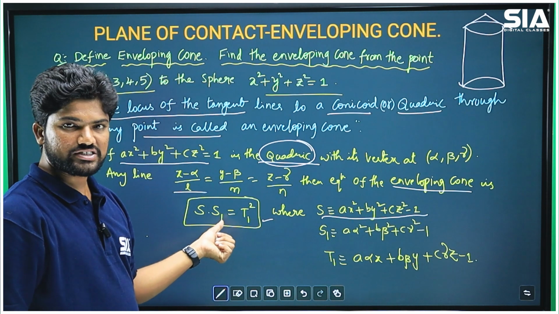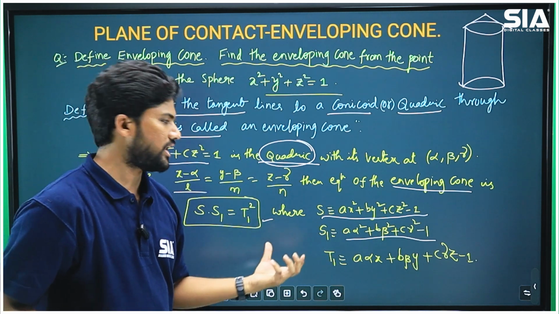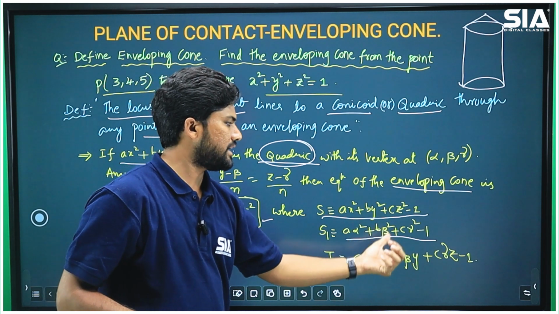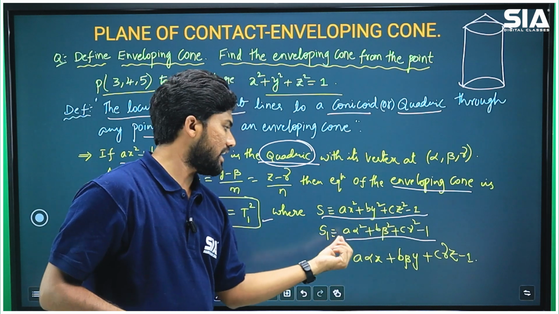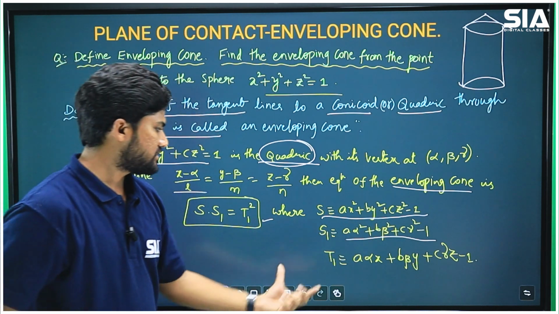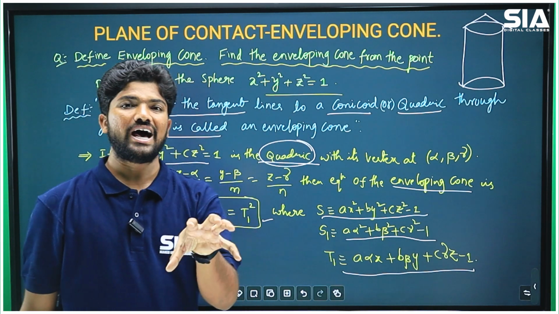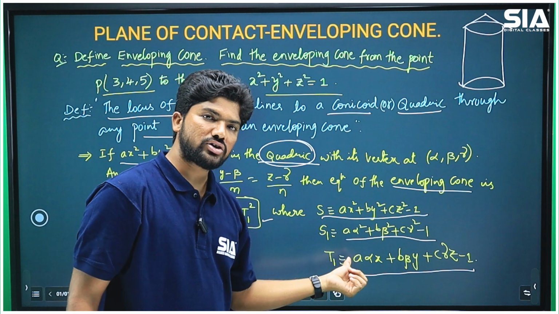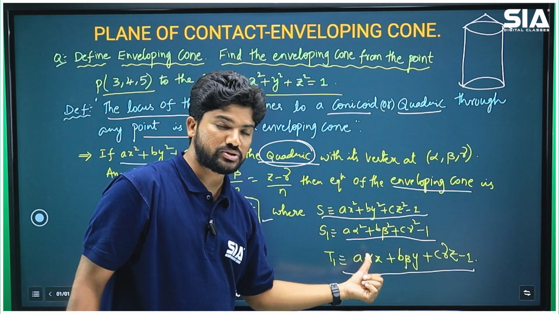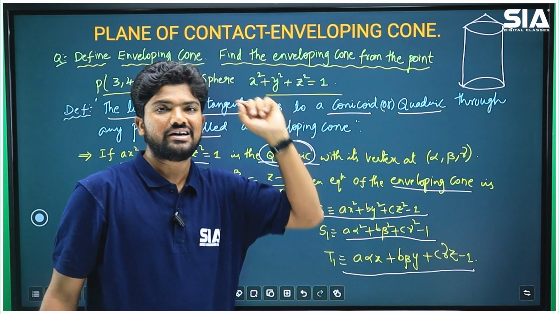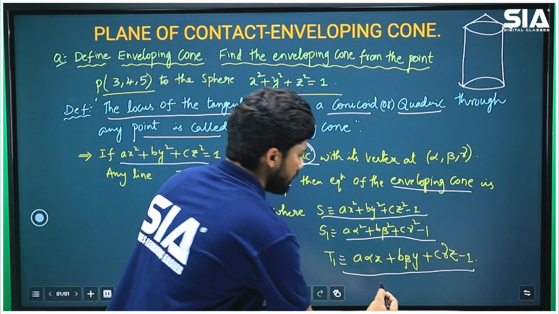Next, what about S1? S1 is obtained when, in the given paraboloid, ellipsoid or quadric, you substitute the vertex alpha, beta, gamma in place of x, y, z; you will get one constant value. That constant value is called S1. Then what about T1? T1 is called the polar plane. Sometimes we can also call it a tangent plane. If you substitute x1, y1, z1, it is called a tangent plane. With vertex alpha, beta, gamma, it is called the polar plane.